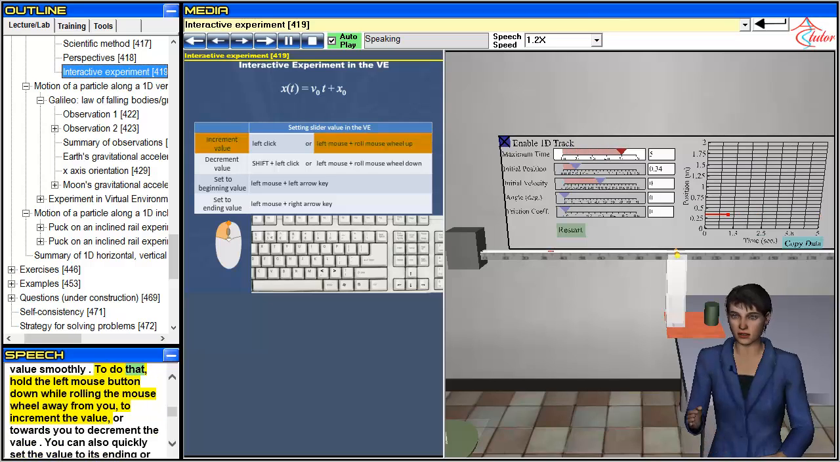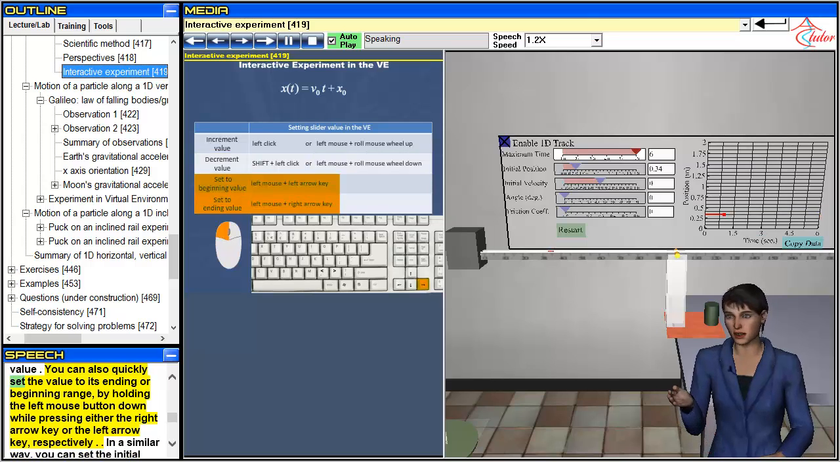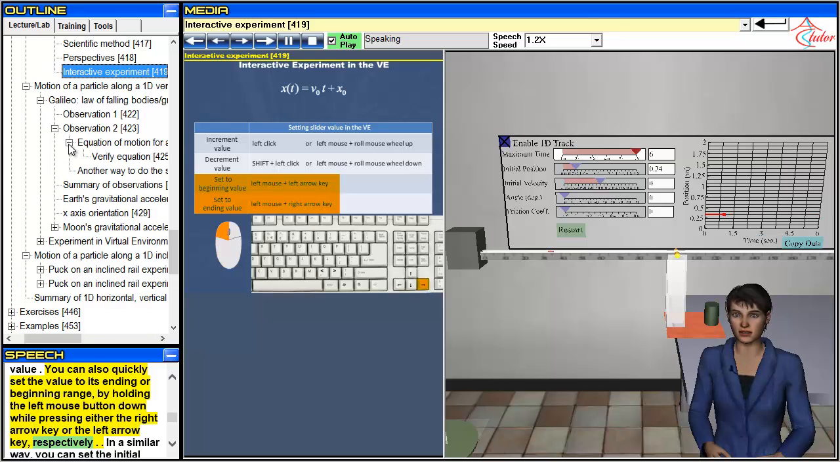To do that, hold the left mouse button down while rolling the mouse wheel away from you, to increment the value, or towards you to decrement the value. You can also quickly set the value to its ending or beginning range, by holding the left mouse button down while pressing either the right arrow key or the left arrow key, respectively.